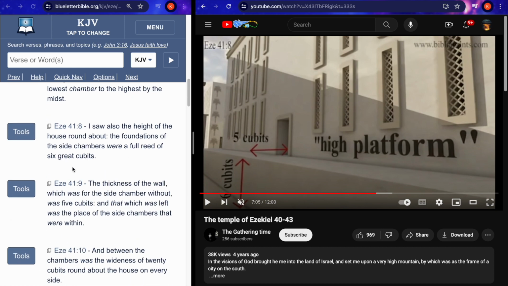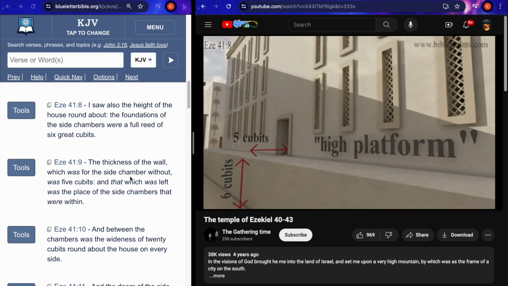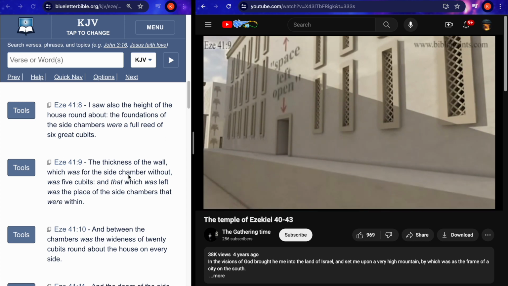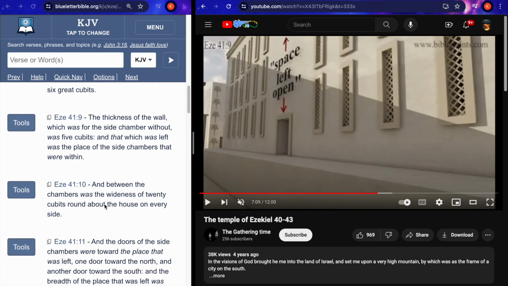Verse 8, I saw also the height of the house round about. The foundations of the side chambers were a full reed of 6 great cubits. So you can see right there, 6 great cubits. This might have to include verse 9. The thickness of the wall was for the side chamber, without was 5 cubits, and that which was left was the place for the side chambers that were within.